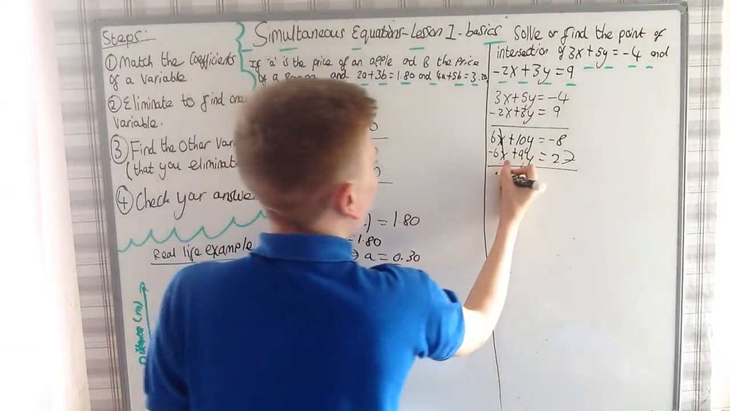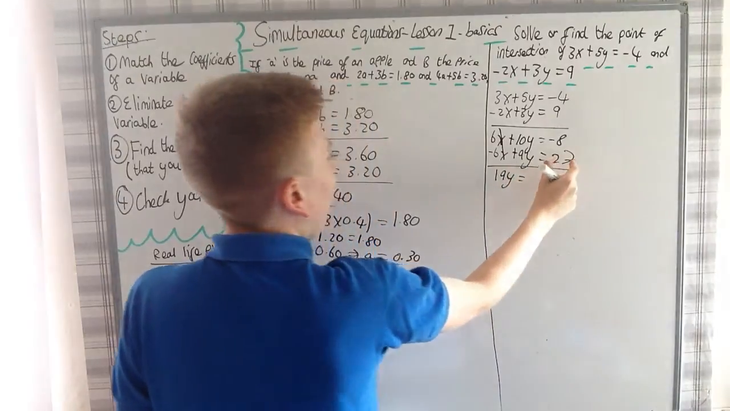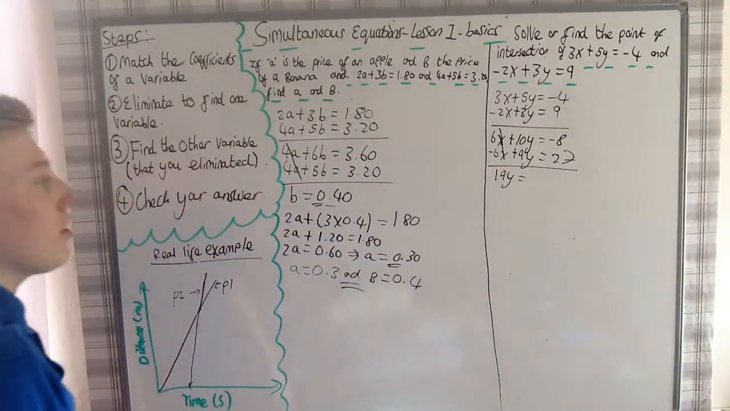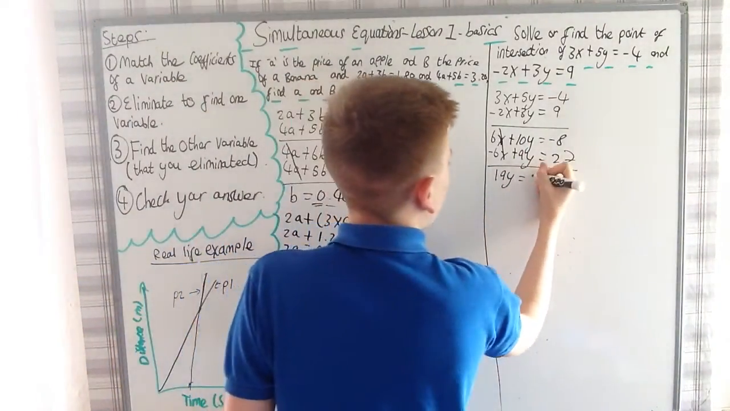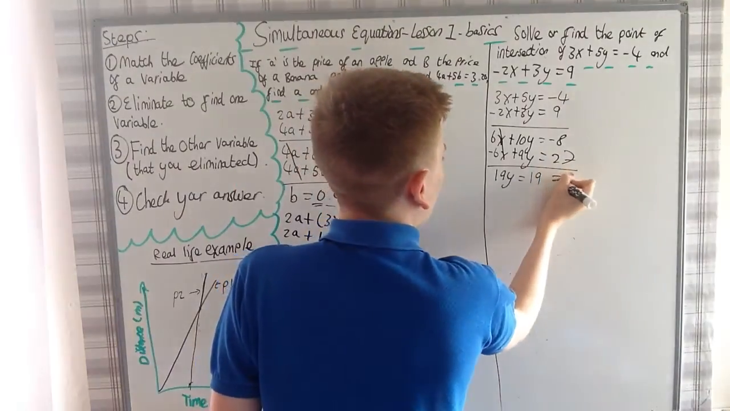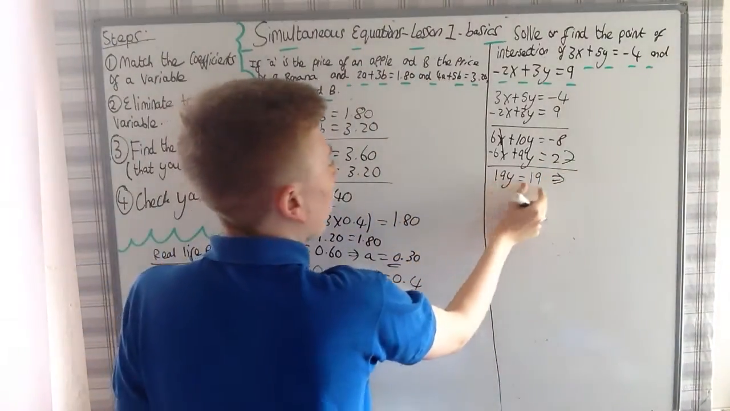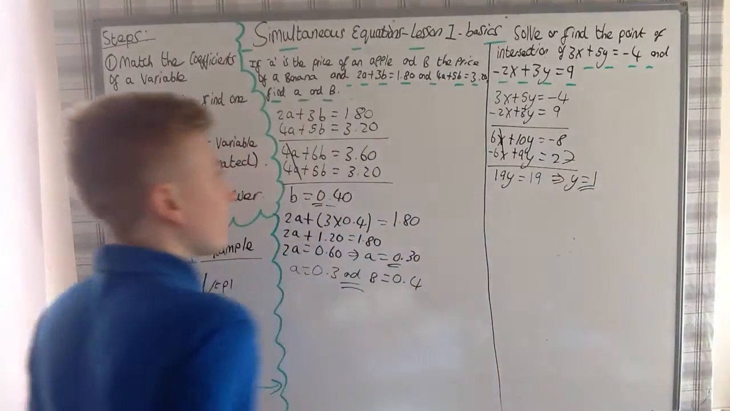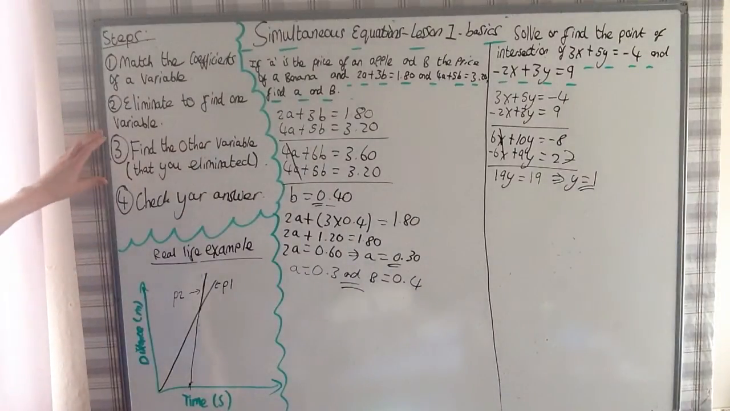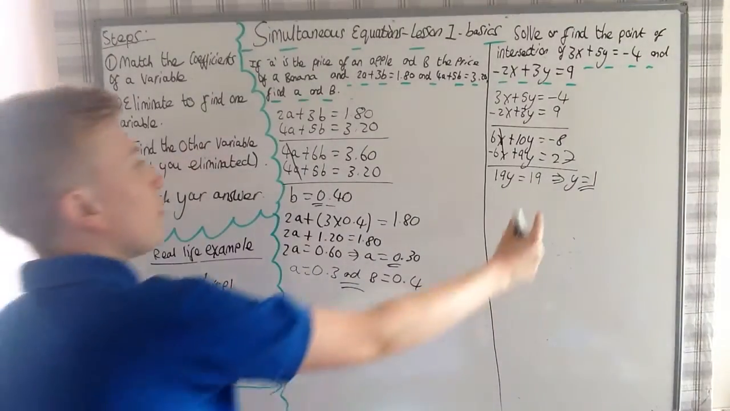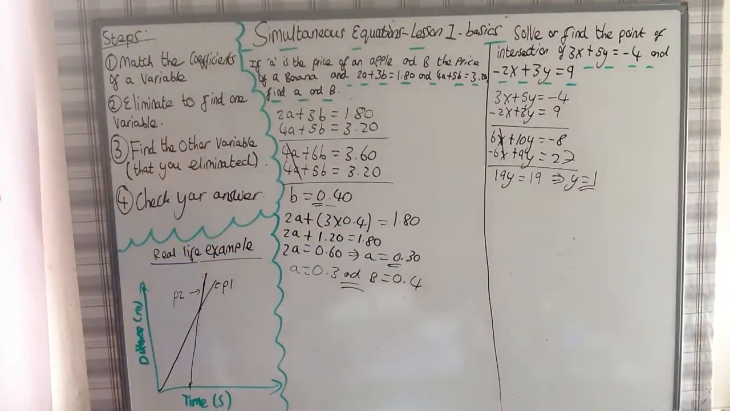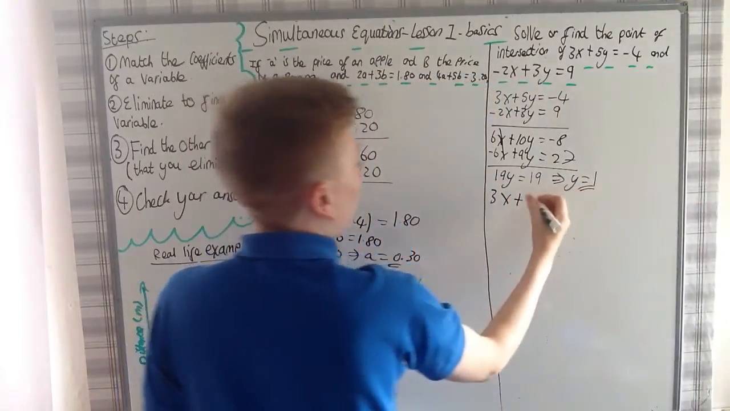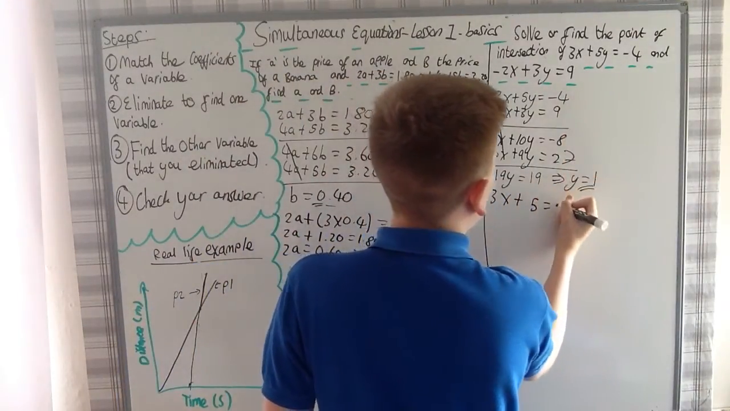If we add 10y and 9y, we'll get 19y. And if we add 27 and minus 8, remember, positive 27 add a minus 8 is going to give us positive 19. Okay? And now we just need to divide both sides by 19 to get y equals. Well, 19 divided by 19 is 1. So y is 1. And similarly to the previous question, we now need to follow step 3. Substitute our value of y into either of these equations. Again, I'll use the top one. 3x plus 5 times y, well 5 times 1 is just 5, equals minus 4.